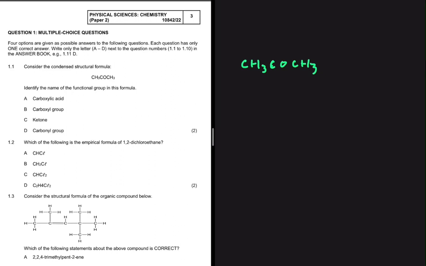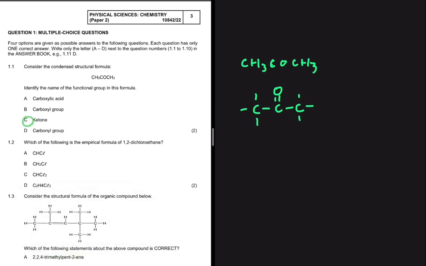So we have a carbon that is bonded to 3 hydrogens, and after that we have a carbon that is bonded to another carbon and an oxygen. So we're expecting a double bond so that the carbon can have 4 bonds, and then the last carbon is bonded to 3 hydrogens. As you can see, we have a ketone, so is our answer C in 1.1?